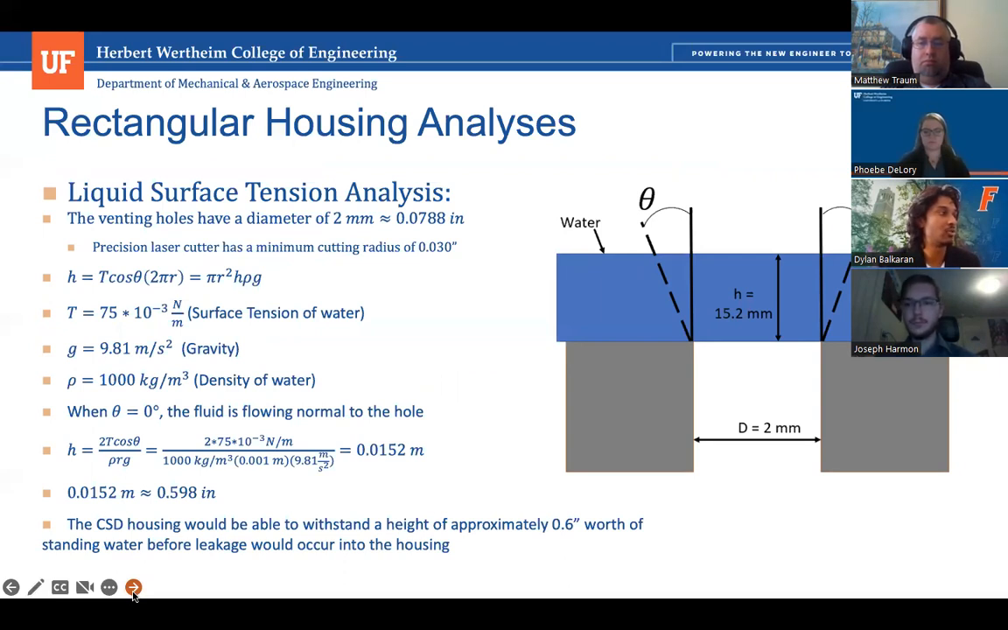This is a function, so what we're solving for is the height of standing water that can be placed above the hole without it actually going into the hole. And this is a function of the surface tension of water, gravity, the density of water, and assuming theta is equal to 0, which would mean that the direction of the water flow would be exactly parallel to the center axis of the hole. When we solve for this, we were able to find that a little more than half an inch worth of standing water can be above the hole before leakage would occur in the housing.